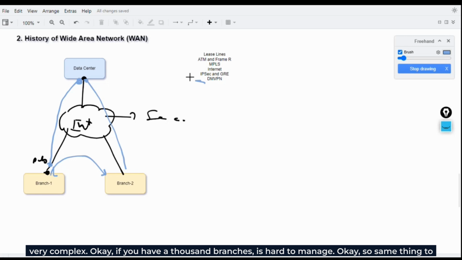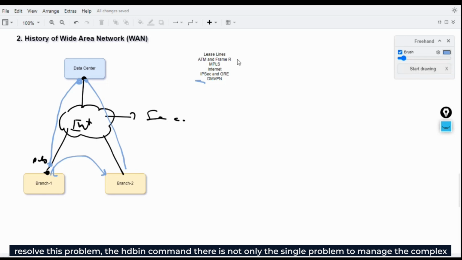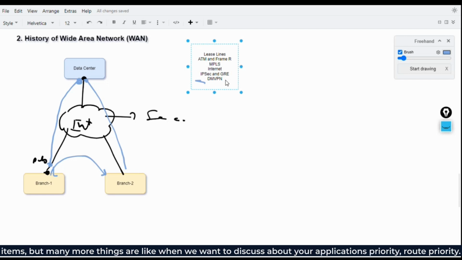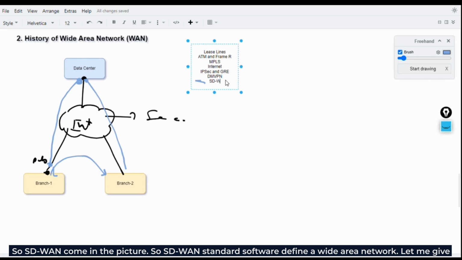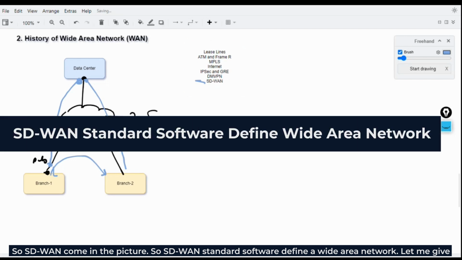To resolve this problem, SD-WAN comes in. Managing complexity is not the only problem; there are many more, like when we want to discuss application priority and route priority, which DMVPN is not able to manage. It's possible but very hard to manage, and application traffic is not possible. So SD-WAN comes into the picture. SD-WAN stands for software defined wide area network.